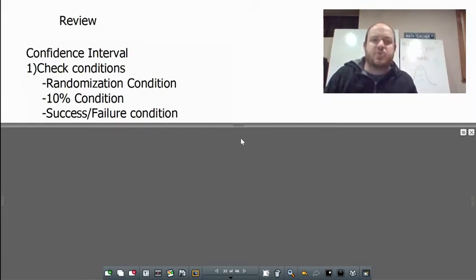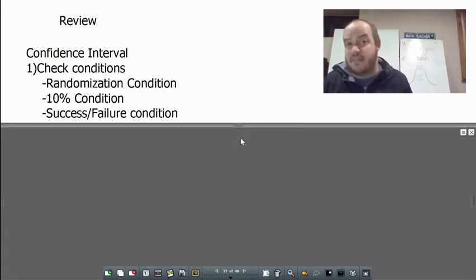The last major one that we're going to be checking is the success failure condition. This is directly tied to the sample size. In other words, it's asking whether your sample size is large enough for us to be allowed to do a confidence interval. All you're checking is sample size times your p hat and sample size times your q hat, your probability of success and your probability of failure. Once you multiply those, as long as both of those answers are larger than 10, you fulfill this condition.